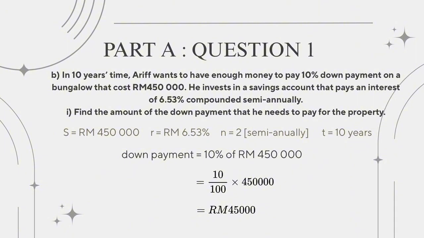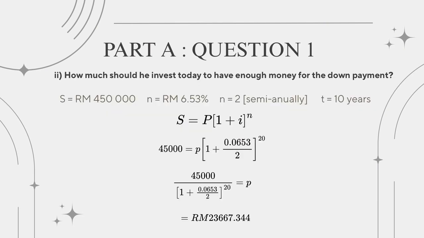B. In 10 years' time, Arif wants to have enough money to pay a 10% down payment on a bungalow that costs 450,000 ringgit. He invests in a savings account that pays an interest of 6.53% compounded semi-annually. B1. Find the amount of the down payment that he needs to pay for the property. This part simply asks for the down payment amount itself, which is 10% of the house price. So, the down payment equals 10% of 450,000 ringgit. We get 45,000 ringgit.